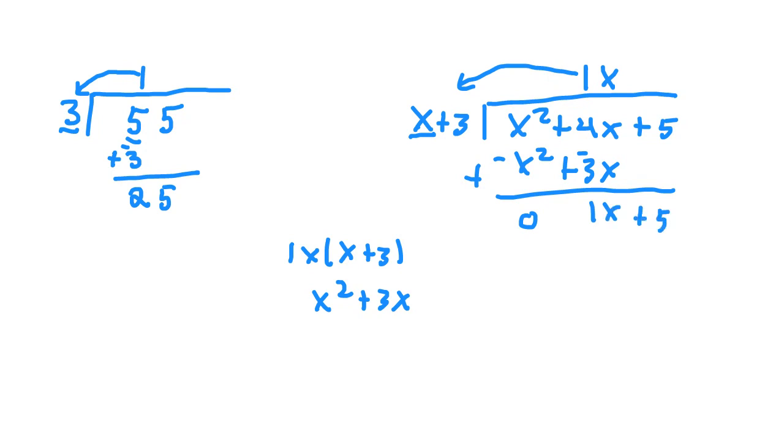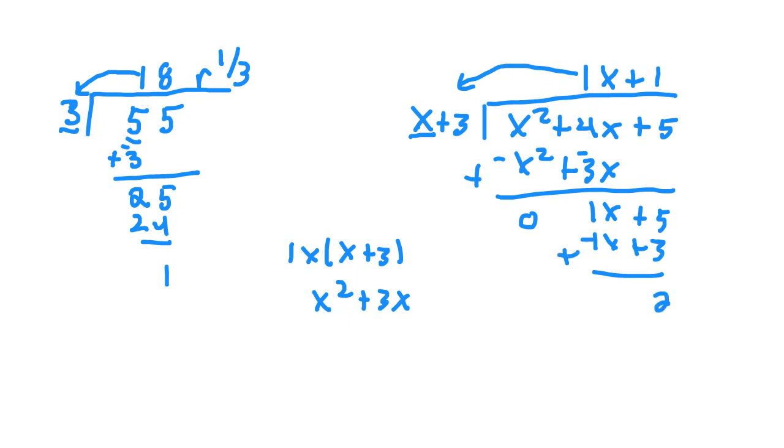3 goes into 2? No, it doesn't. So 3 times what gives me 25? Well, 3 times 8 is 24, so that's as close as I can get. 8 times 3 is 24. Subtract, I get 1, so my remainder is 1. We usually put it over our divisor. Same thing here. x times what gives me 1x? Well, 1 does. So now I multiply, and I get 1x plus 3. Add the opposite, and I get a remainder of 2. So my remainder is going to be 2 over x plus 3. So that's long division.